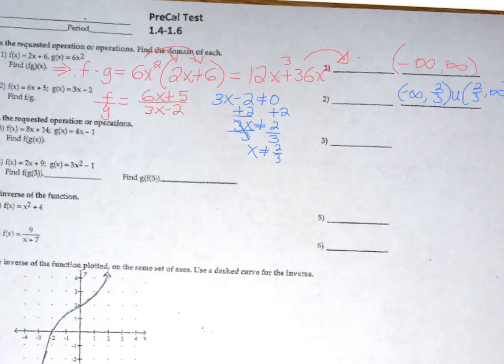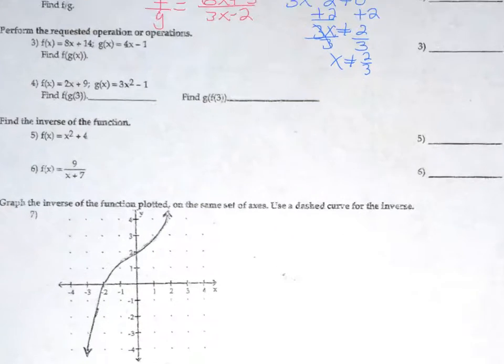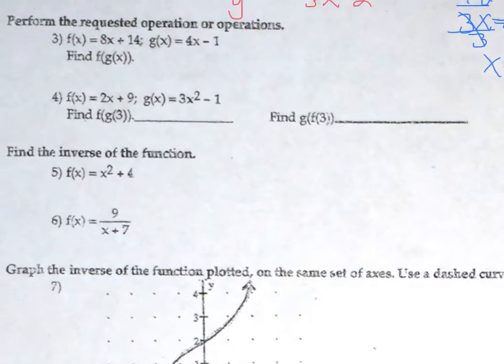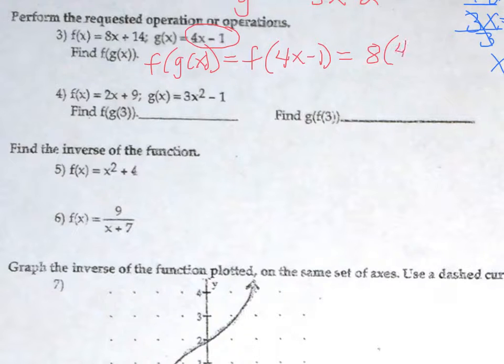Number 3. In number 3, they want you to find f of g of x. So let me just make this a little bigger. So f of g of x is the same thing as f, and g of x is 4x minus 1. So for every x in the f function, I'm going to substitute that x for 4x minus 1. So it's 8 parentheses 4x minus 1 close parentheses, and then it's plus 14.